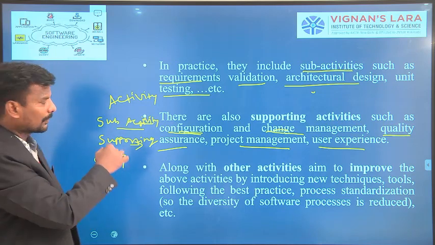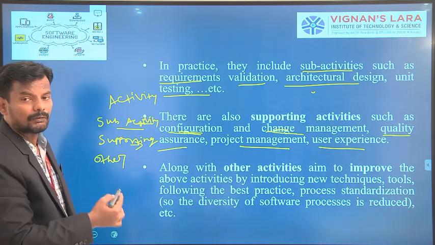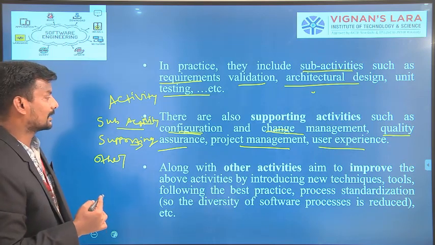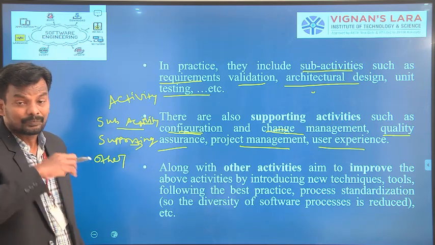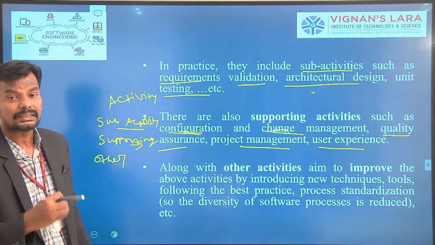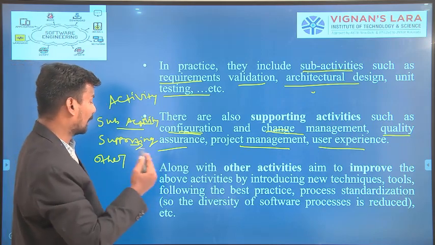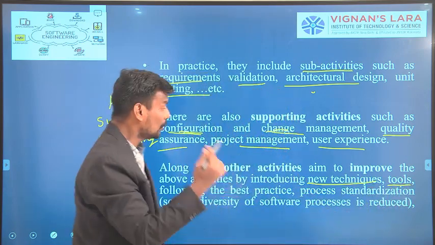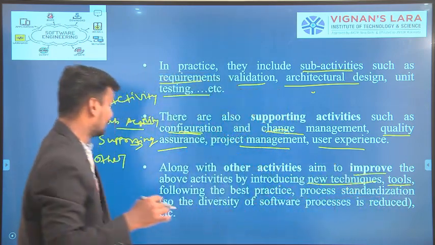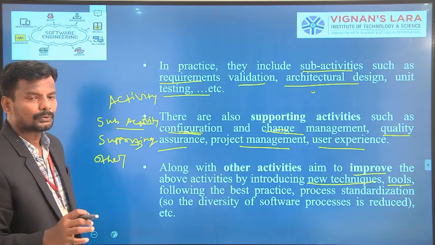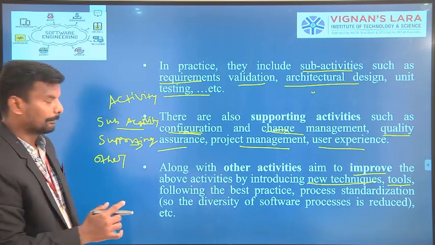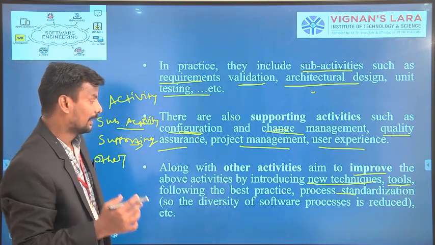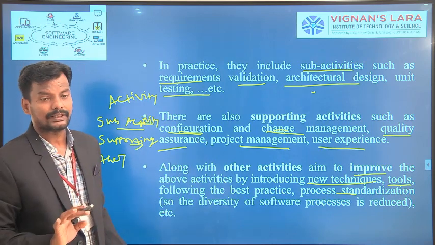And the last one is, apart from these two activities, some other activities also involved during the software process. What are the other activities we have to do? In these other activities, we have to improve the software by using some tools and new techniques. If you are using new tools and techniques, it means following best practices, and process standardization is needed for improving the software activities.